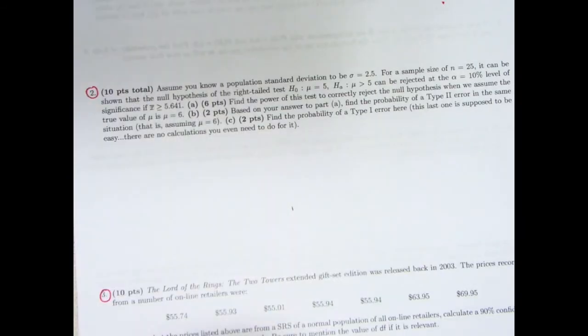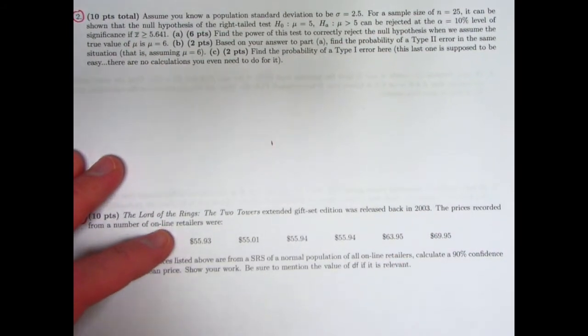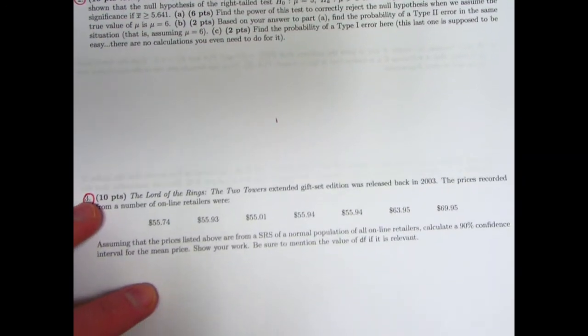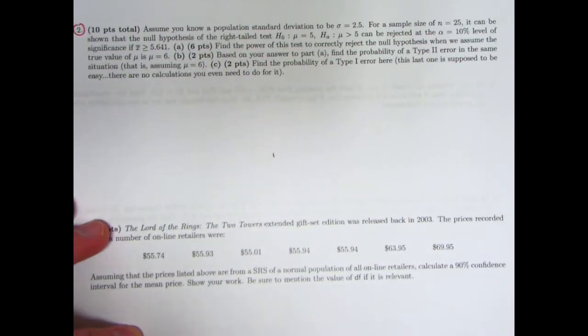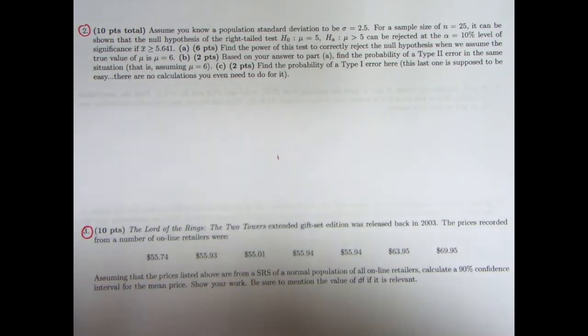All right, on to the next problem here. I know this is getting long, but I think it's definitely worth going through all this. Okay, this is kind of a hard problem for people typically. It's a problem about power and the probability of a type 2 error.